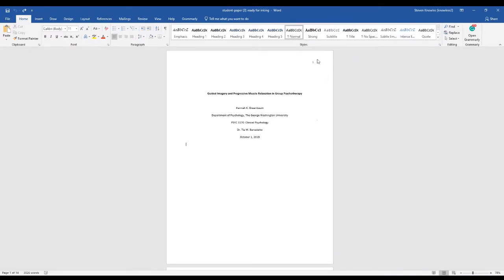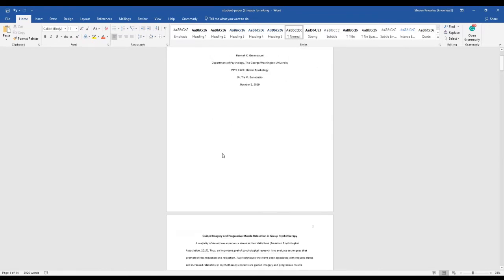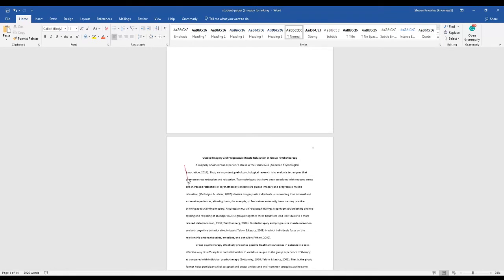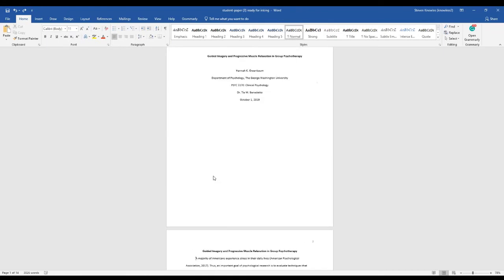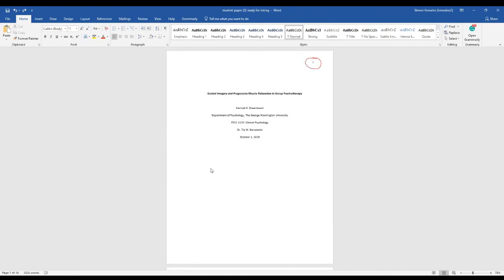At the top right of each page, you will see the page number. You will notice that the entire paper is double-spaced. The margins are set to 1 inch. A number of fonts are now permitted, the most common being Times Roman 12 point or Calibri 11 point. Whatever you choose, be consistent throughout your paper.